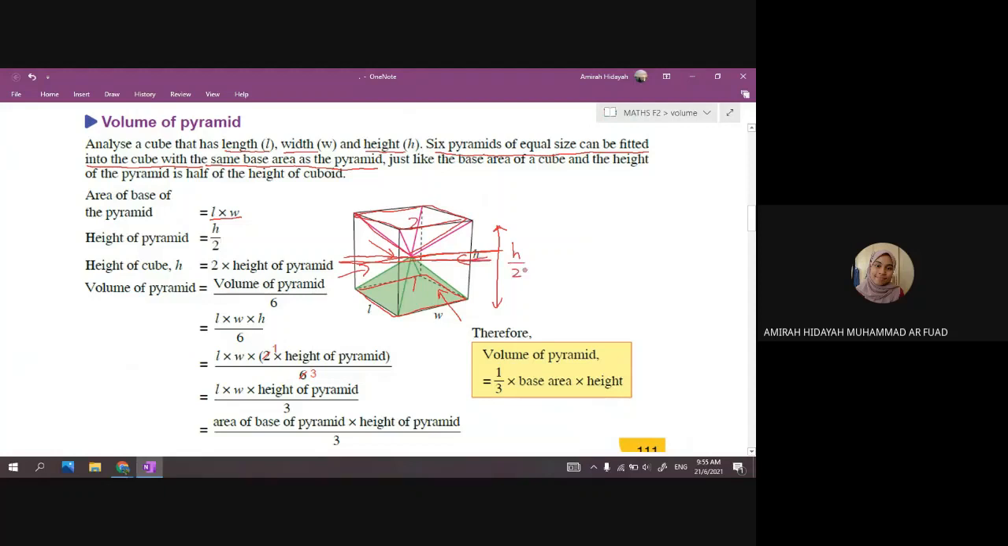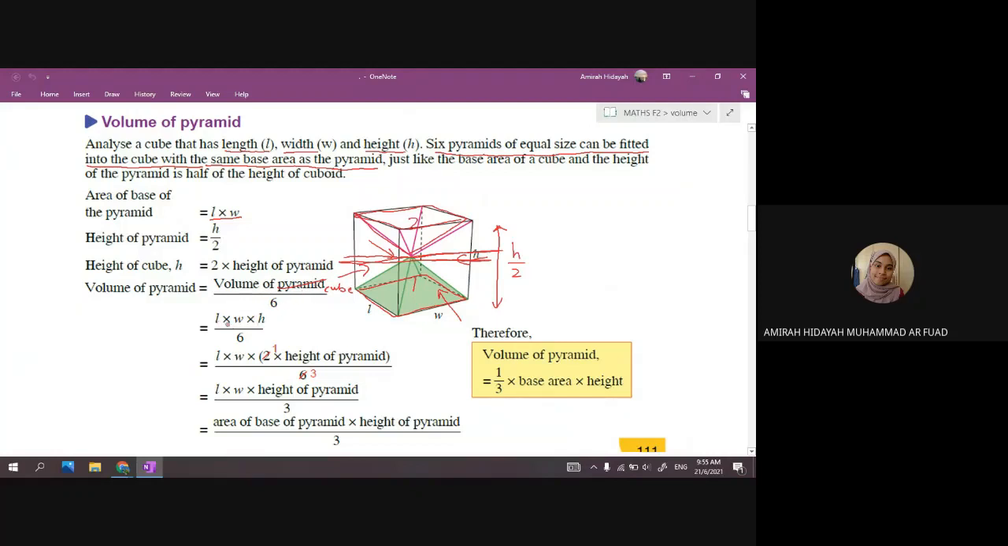So that's why h/2. And then height of cube h. So height of cube 2 times height of pyramid. Kan, since height of pyramid adalah separuh daripada height of cube. So kalau height of cube dia adalah 2 kali ganda height of pyramid lah kan. Right. And then volume of pyramid sebenarnya adalah, silap ni, cube ni. So volume of cube we divide by 6 sebab boleh muat 6 pyramid kan dalam ni. So that's why they divide by 6 to get only for one pyramid.